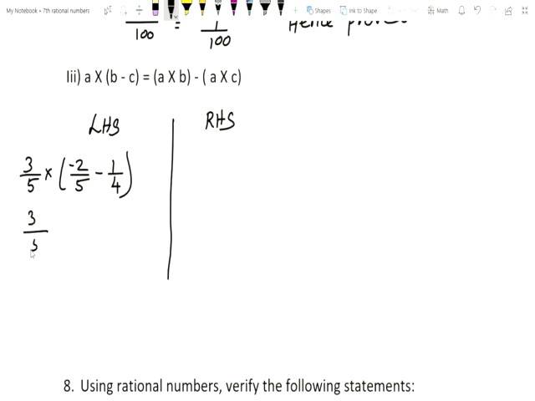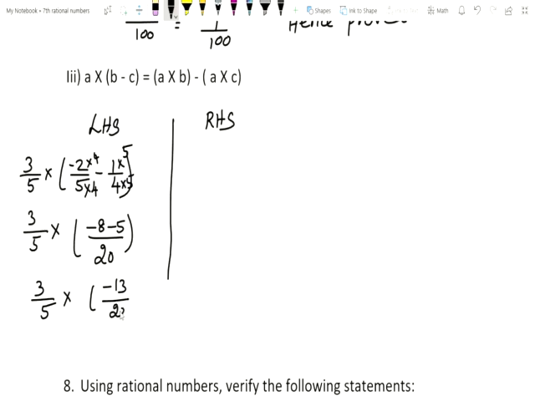3 by 5 into, here we have to take the LCM, 5 4s are 20. Okay, so you multiply with the 4, and here you multiply with the 5. So minus 8 minus 5. So 3 by 5 into minus 13 by 20, because both the numerators have the same sign. Okay. So here, any other possibilities to cancel this? There is no chance. So multiply it. Okay. So minus 39 by 100.